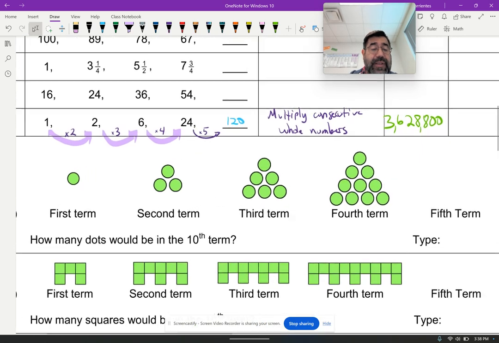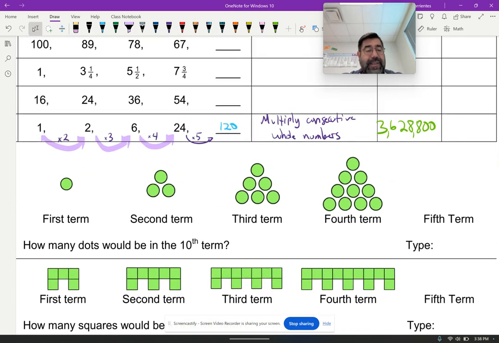We're going to start with number 1 because it seems pretty straightforward, I think. Let's see. We have different circles, different dots, right? In the first term, I only have one circle. In the second term, I have 3 circles. In the third term, I have 6 circles. In the fourth term, I have 10 circles. So the question is, what is my fifth term going to look like? How many circles is it going to have?